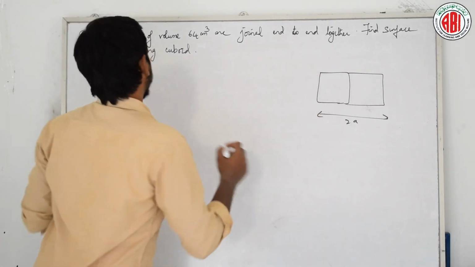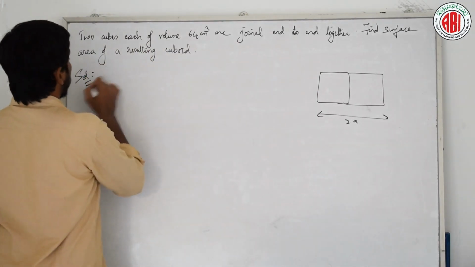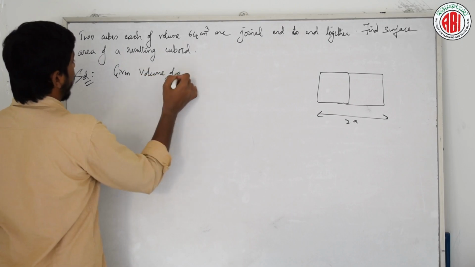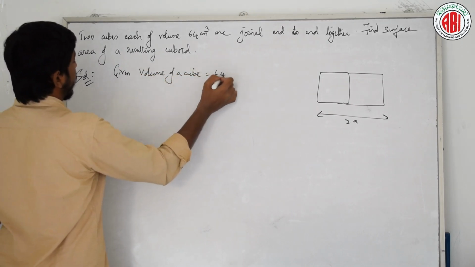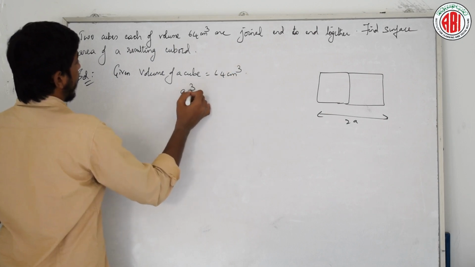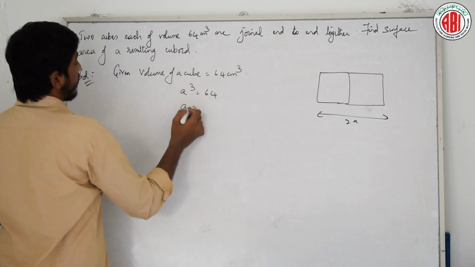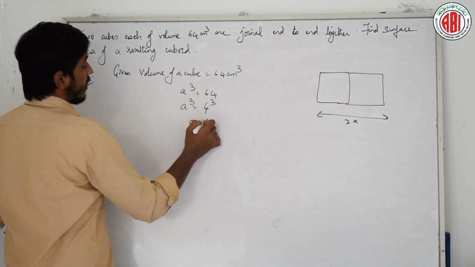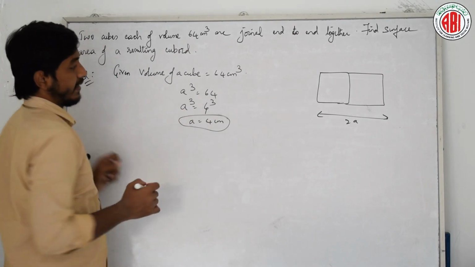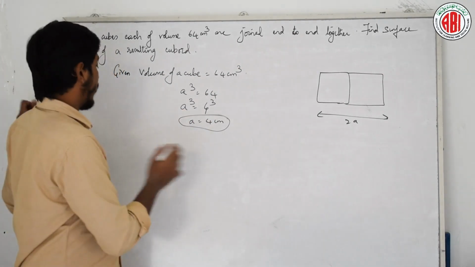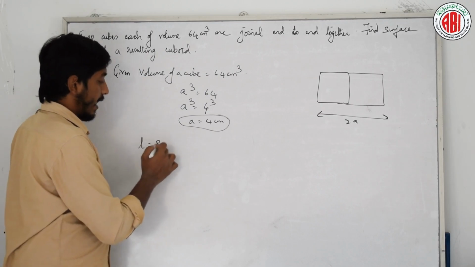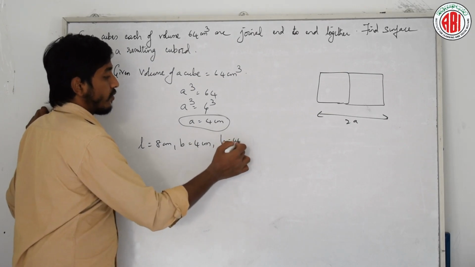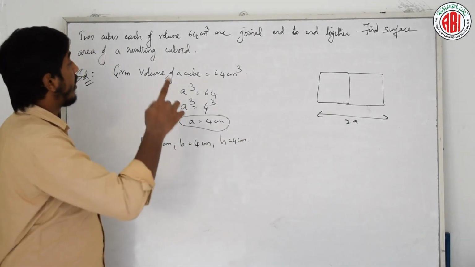Yes, right? Say here, given volume of a cube is 64 centimeter cube. If I say a cube, then a cube is 64, which is 4 cube. Therefore, a is how much? 4 centimeter. Now tell me, what will be the length of the cuboid formed? Length is 8 centimeter, breadth is 4 and height is also 4 centimeter.